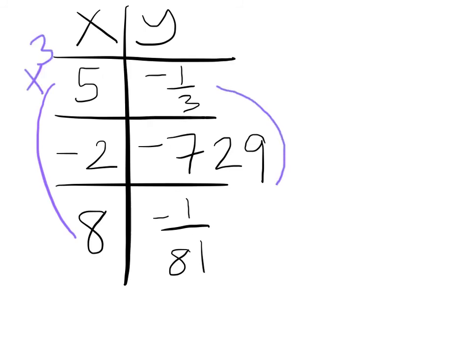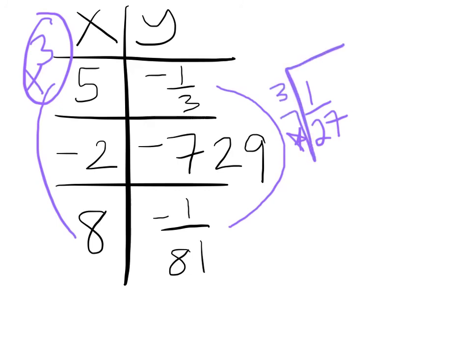To go from -1/3 to -1/81, I'm multiplying by 1/27. Or you can think about it as dividing by 27 if that's easier. So because there are 3 jumps over here, I'm going to have to ask myself what times itself 3 times is going to give me 1/27. So I need to find the cube root of 1/27.